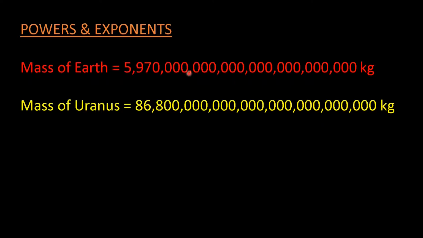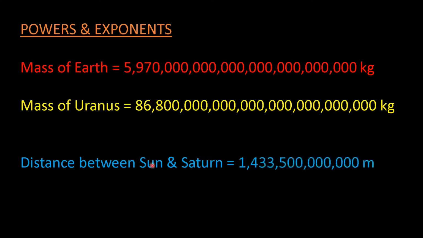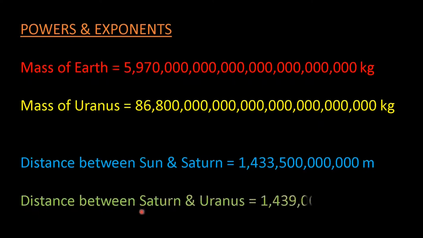We also find it difficult to write large distances such as the distance between the Sun and Saturn, which is 1,433,500 and 6 zeros next to it meters, or the distance between Saturn and Uranus, which is 1,439 and 9 zeros next to it meters. We find that it is very difficult to write these large numbers, to read them and to compare them as well. So to make this process easy, we can make use of powers and exponents. Let us see how.